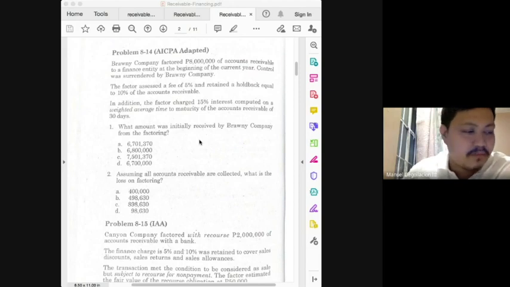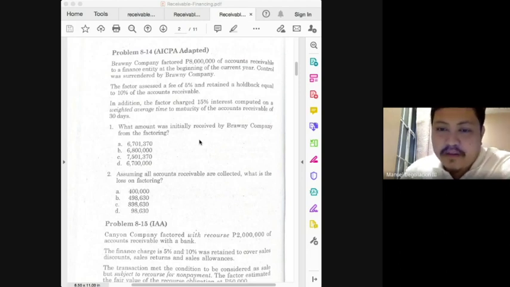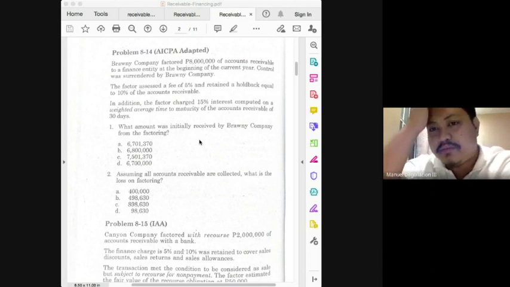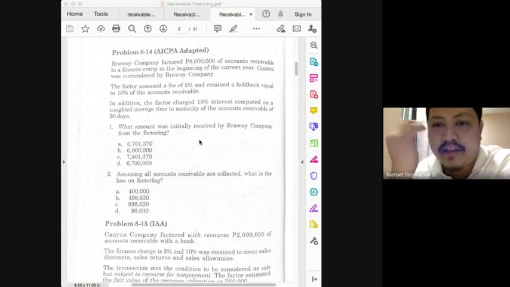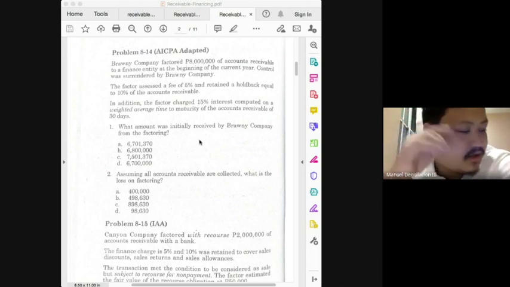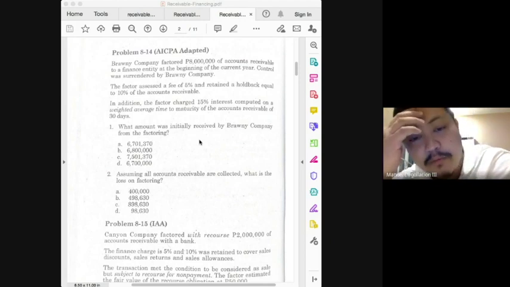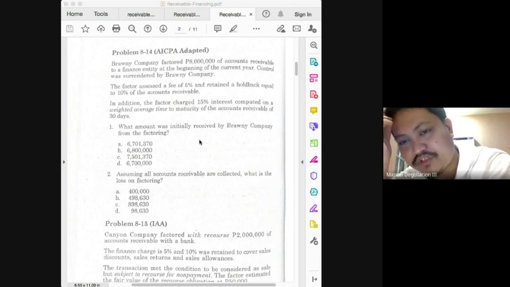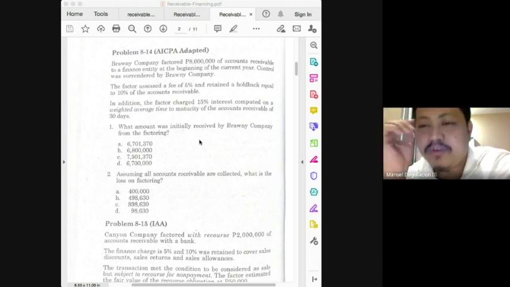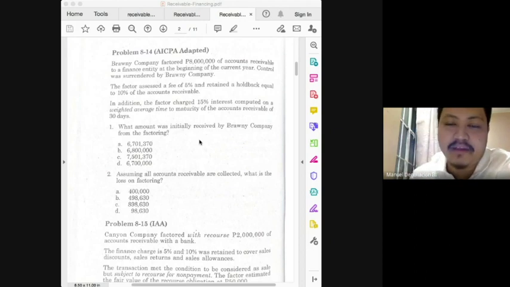Next, assuming all accounts receivable are collected, what is the loss on factoring? So in this case, the components of our loss would simply be the factor's fee and the interest. Okay, and in this case, it would be 498,630. Okay, so it will just be the factor fee of 400,000, and this means that the interest then was 98,630. Okay, so again, remember that the holdback will not be a component of your loss provided that there is full collection. Because if there is full collection, you will be able to recover the amount that is being held back by the factor.